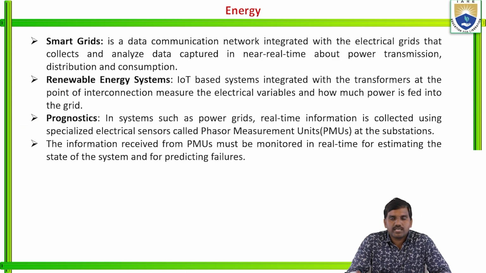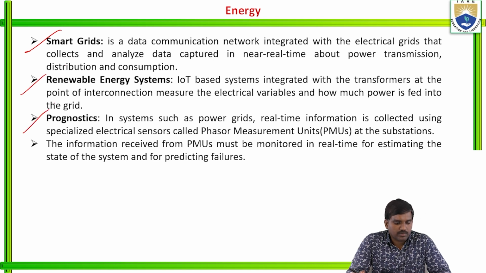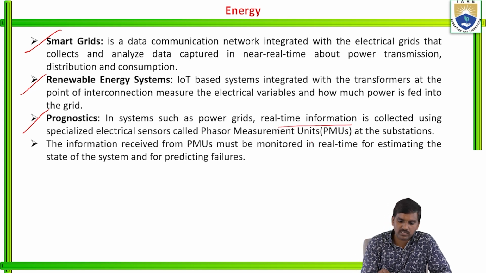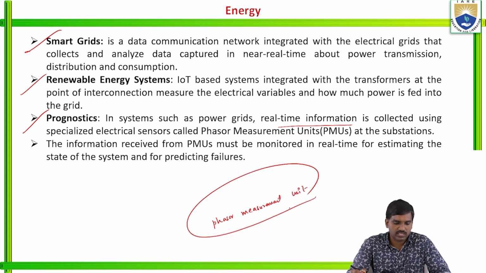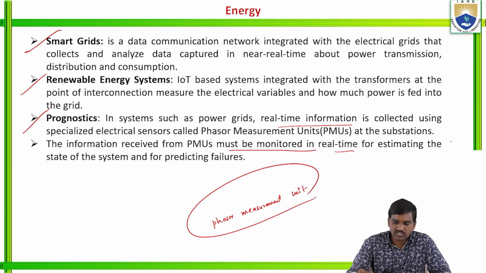And energy. Energy consists of three types here: smart grids, renewable energy systems, and prognostics. In prognostics, in systems such as power grids, real-time information is collected using specialized electrical sensors called phasor measurement units, PMUs, a very important term, at the substations. The information received from PMUs must be monitored in real time for estimating the state of the system and predicting failures. So this is under energy.